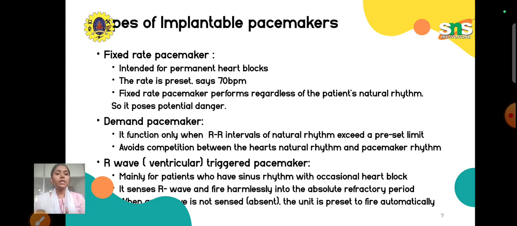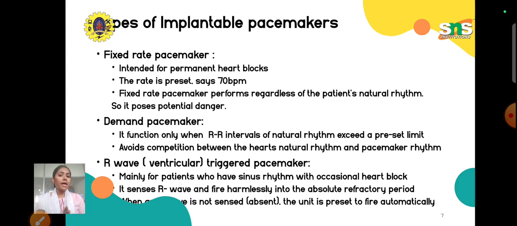Once again I'm repeating: in the RV triggered pacemaker, the pacemaker remains active for the whole function. In order to avoid the competition, if there is an RV, it will give the impulse in the absolute refractory period, so that whatever impulse you are giving in the absolute refractory period will in no way interfere with the normal heart rhythm. That is the reason if the RV is there, it gives the impulse in the absolute refractory period.